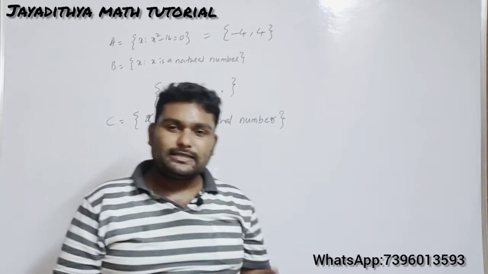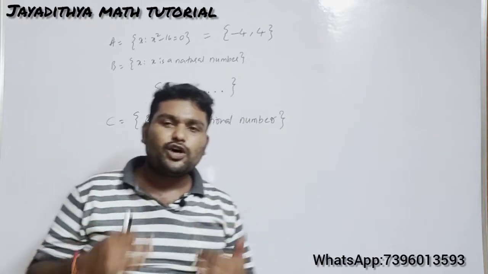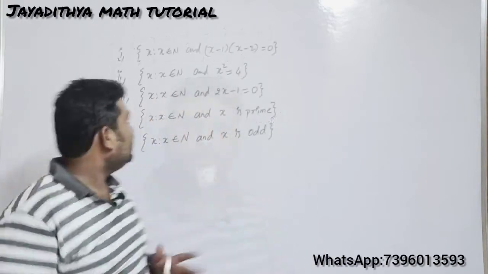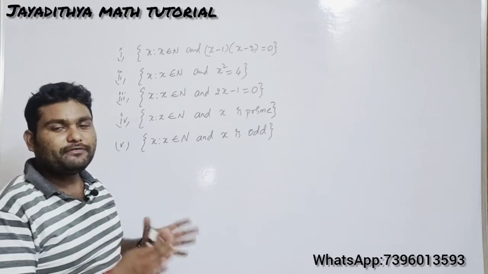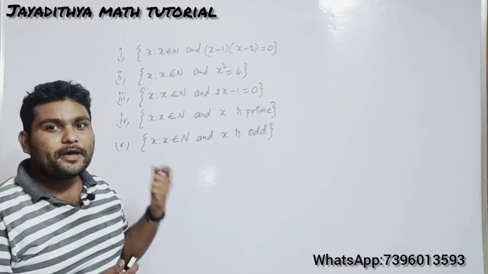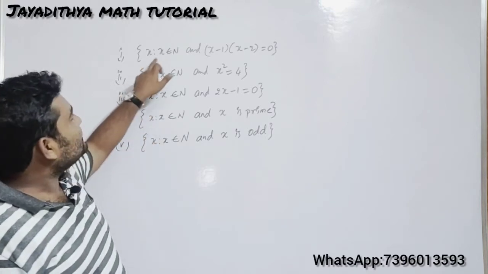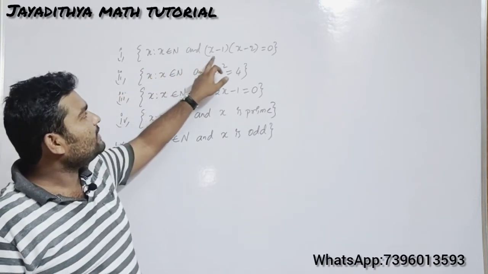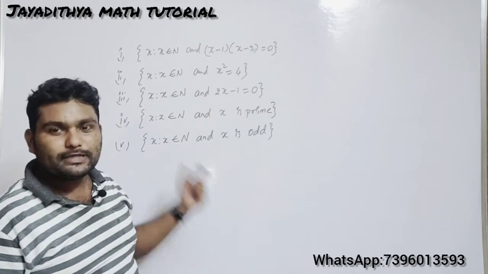Clear now? So let us see some more examples to understand the concept very clearly. Look here, we have taken some more examples, and here we should identify whether the given set is a finite set or an infinite set. So see here, what are the sets here? x such that x belongs to N and (x minus 1) into (x minus 2) is equal to 0. Just now we have discussed, right?